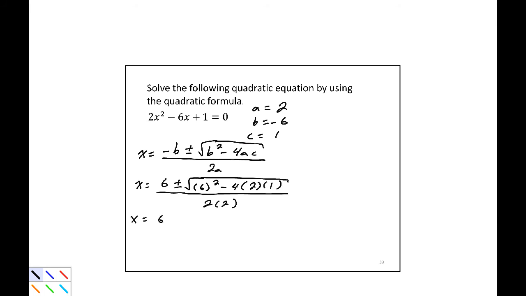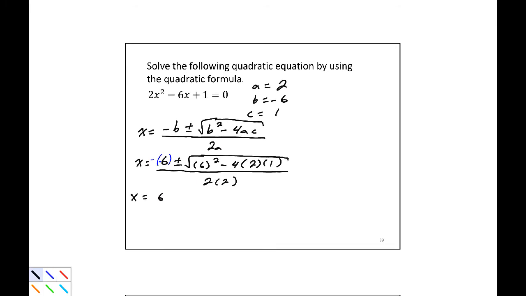All right, so we have 6. Let me just go back here and put this in. Negative negative 6, the opposite of negative 6. This will be positive 6 plus or minus the square root of something divided by 4. Well, 6 squared is 36. And 4 times 2 times 1 is 8. So this is the square root of 28. Now I'm going to go off to the side here. The square root of 28 is the square root of 4 times the square root of 7. So that is 2 root 7. All right, 6 plus or minus 2 root 7 divided by 4.